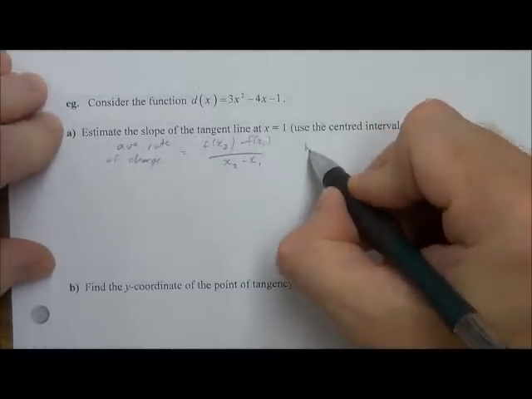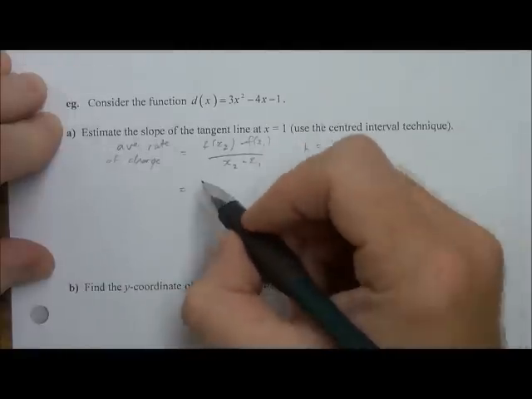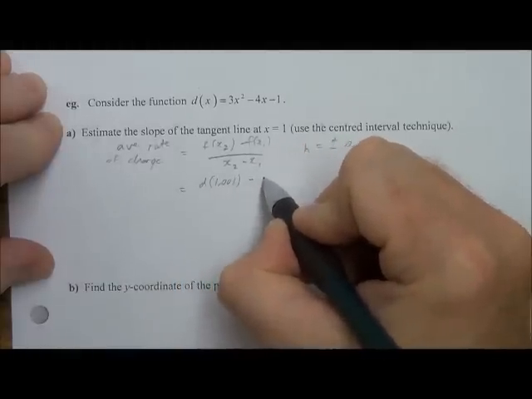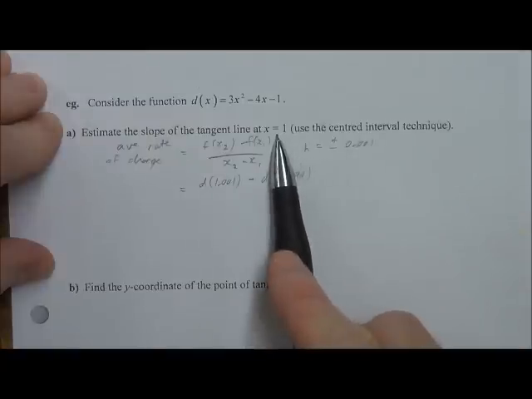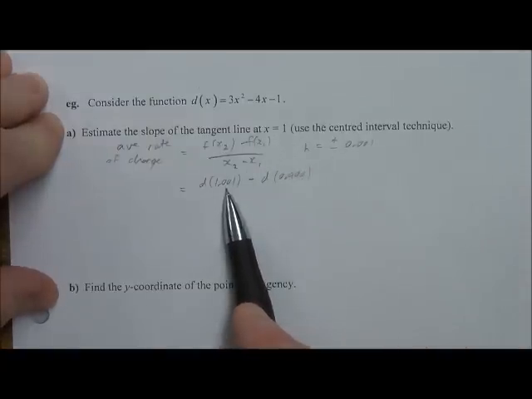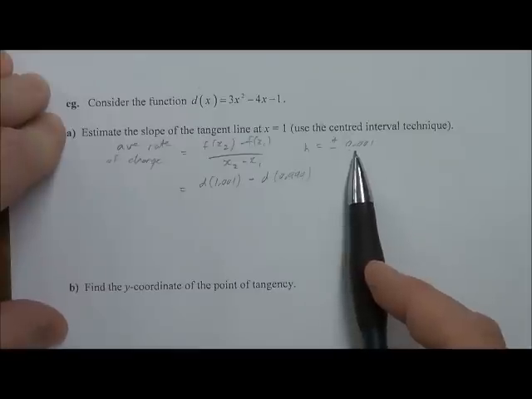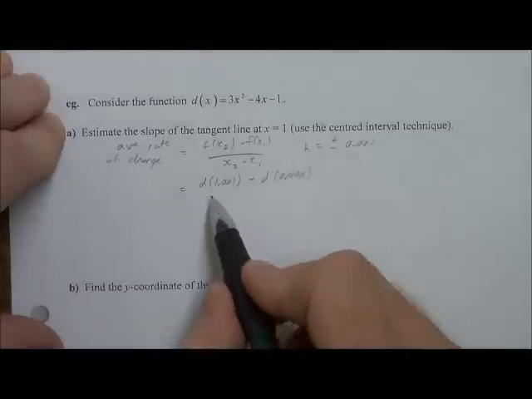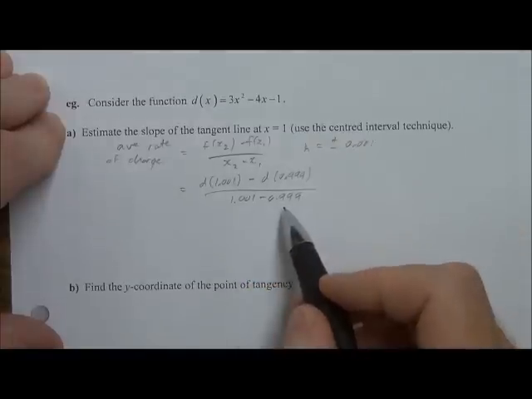And so we're going to use h values of plus or minus 0.001. So for the centered interval technique, we've got d of 1.001 minus d of 0.999. Okay, so because the x value is 1, and we add 0.001 to 1 to get the first x value, and we substitute in negative 0.001, or we subtract that from 1 to get 0.999. And we've got 1.001 minus 0.999 for the change in x values.